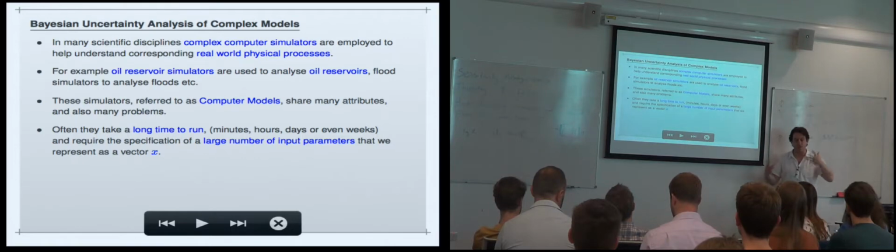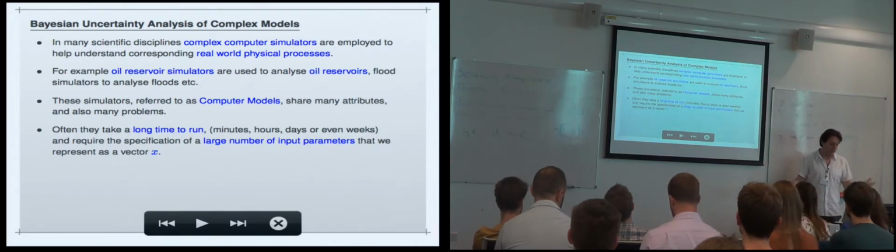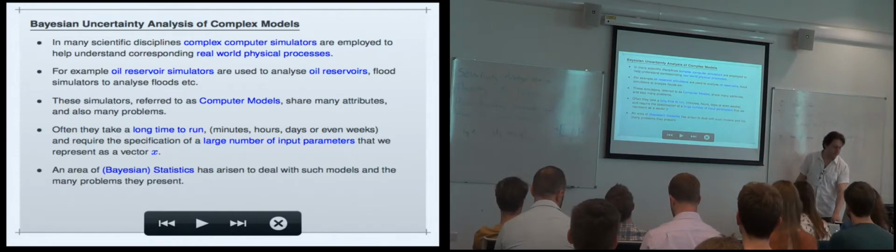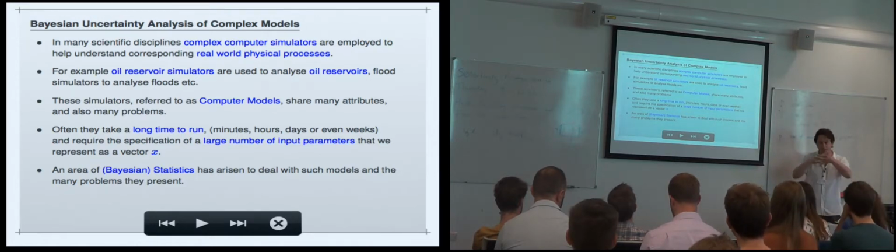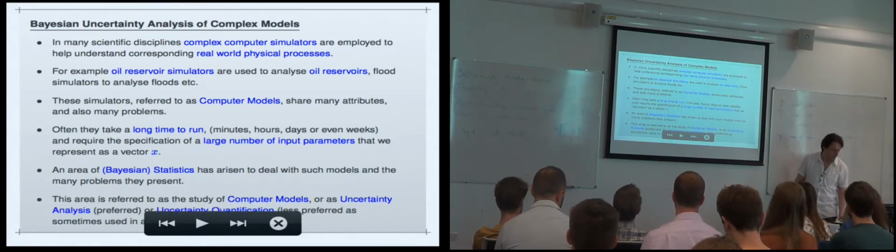So there might be quite a few input parameters, from a few to 10 to 20, 50, hundreds, even some models with thousands. So an area of Bayesian statistics has arisen to deal with this generic problem, this generic idea. And again, lots of machine learning is now doing this stuff and making progress in this too, and this is all just great stuff.